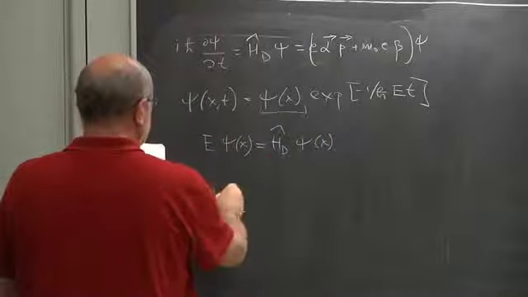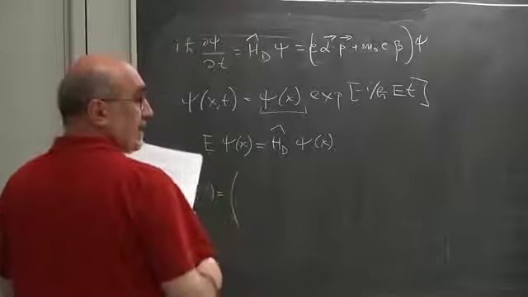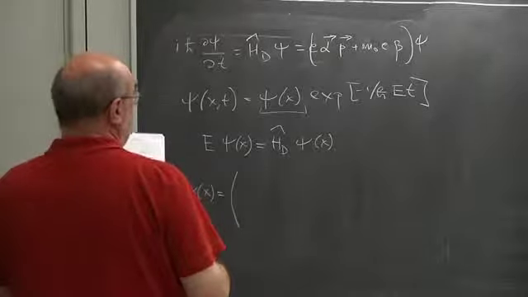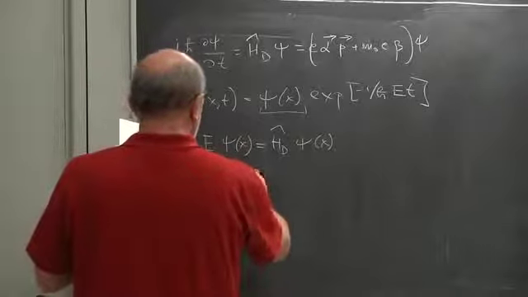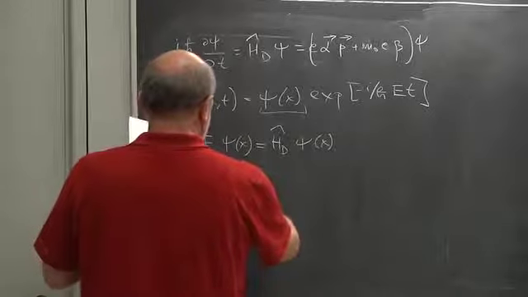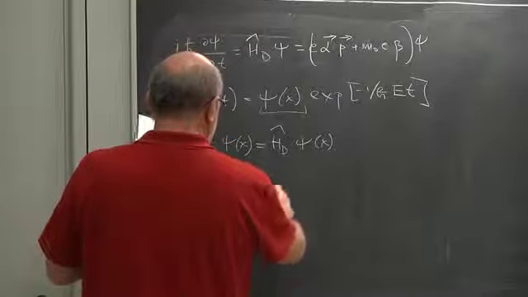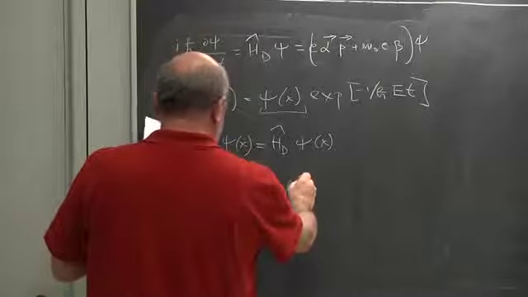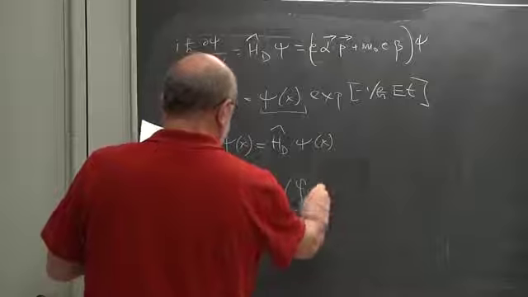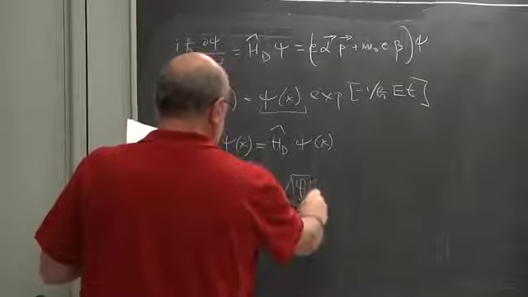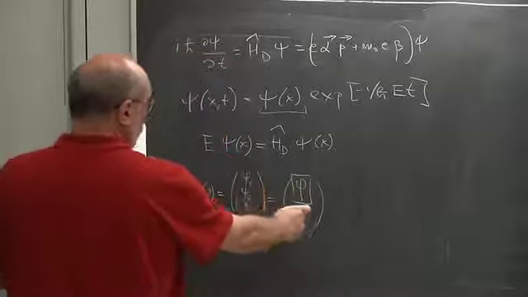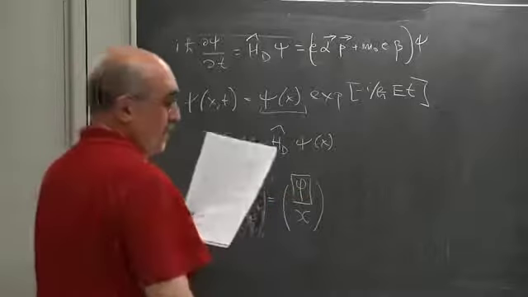This object is like the Dirac state, an object with 4 components, psi 1, psi 2, psi 3, psi 4, and we call it phi chi, in the sense that this is an object with 2 components, and this is an object with 2 components.